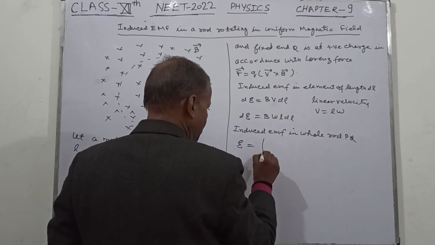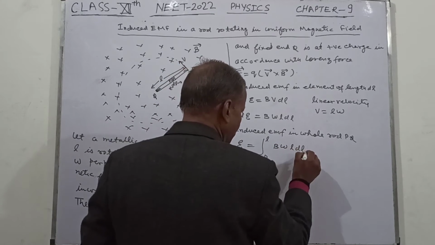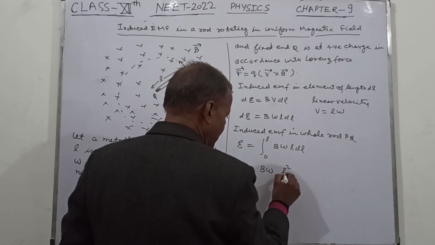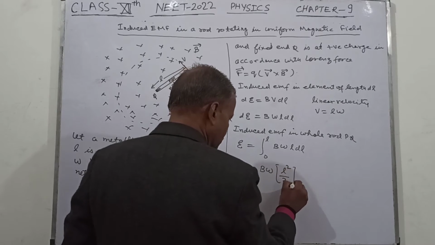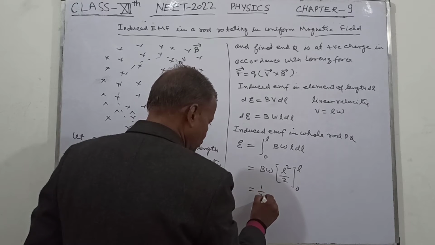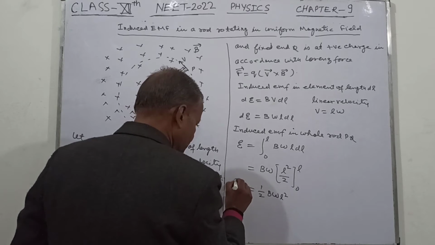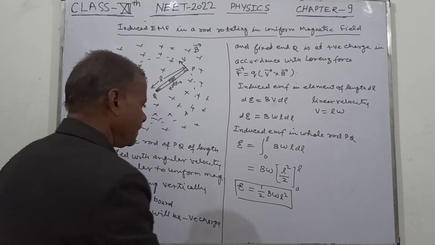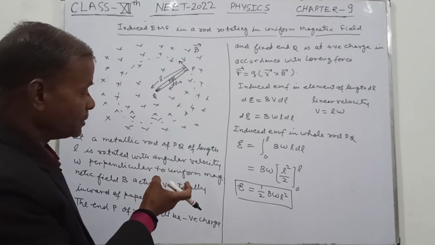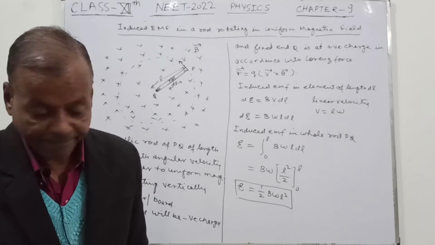This E is equal to the integration from 0 to L of B omega l dl. So this is B omega, and this integration will be l square upon 2, from 0 to L. So this is 1 by 2 B omega L square. And you can see from here that this induced EMF is directly proportional to the magnetic field, angular velocity and the length of the conductor.